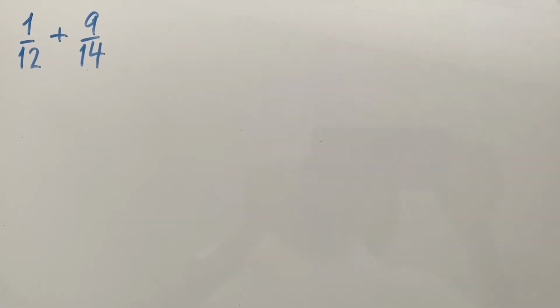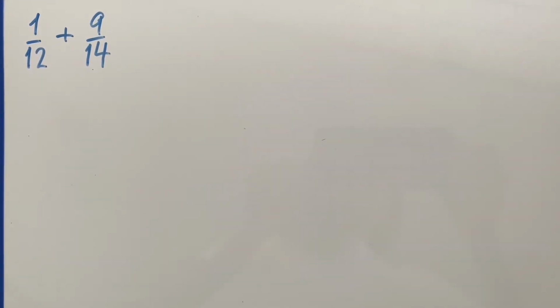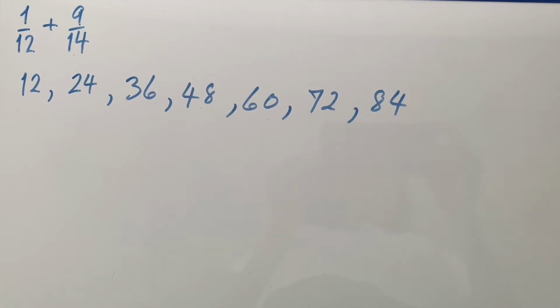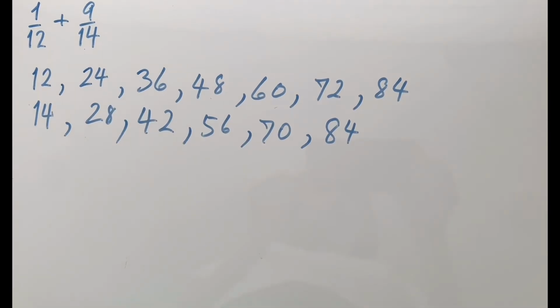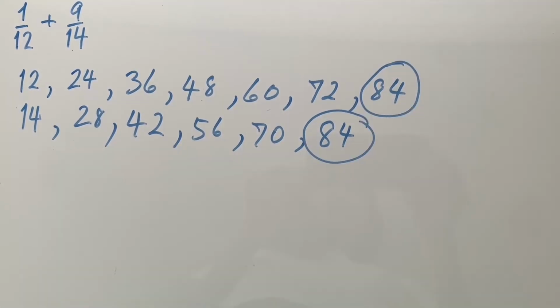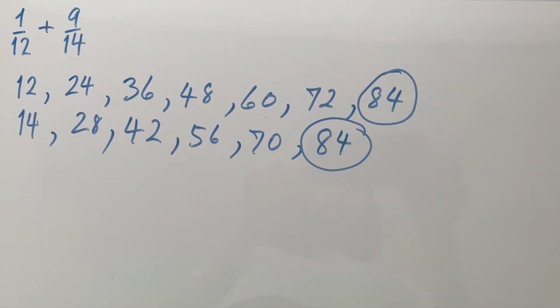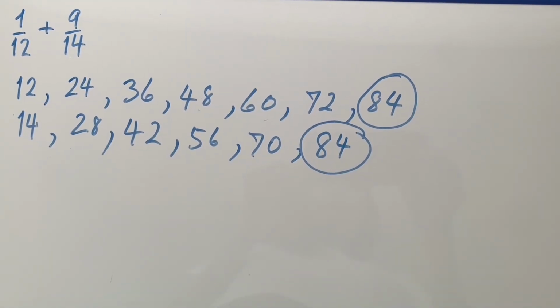There are a couple of ways of finding the LCD. Take for example 1/12 plus 9/14. We could list the multiples of 12 and the multiples of 14. The first number that appears on both lists will be the LCD. This method works fine when the denominators are not that large.